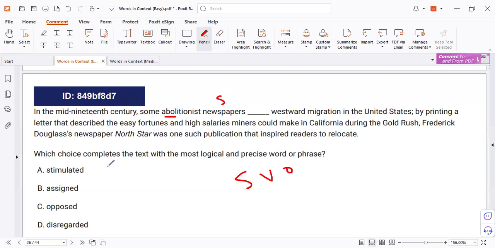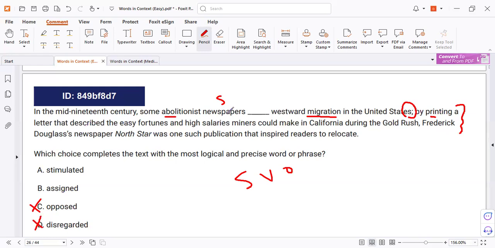It's a subject and it's a verb. And this westward migration. If you don't know what happened, you have a semicolon. After the semicolon, you have an explanation. So your answer is after. What is described after? By printing a letter that described. So the newspaper printing, that means they opposed. Opposed how? The newspaper printed to do something good, not to oppose, disregard, disrespect, or ignore.